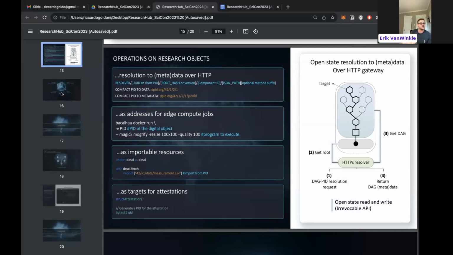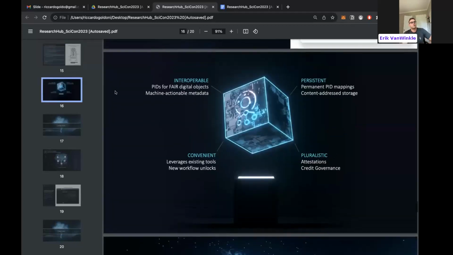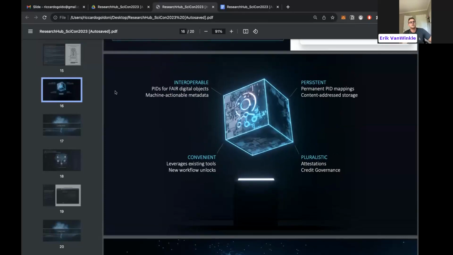And it also allows you to import functions. Anything that's queryable through that API can be imported. And then finally, as a target for attestations. I'll go into attestations in the next section. So what I want to really emphasize is that these DeSci nodes and the DPID protocol allow for interoperability, persistence without social contracts, convenience for users and better user interfaces, and pluralistic governance of the scientific record.